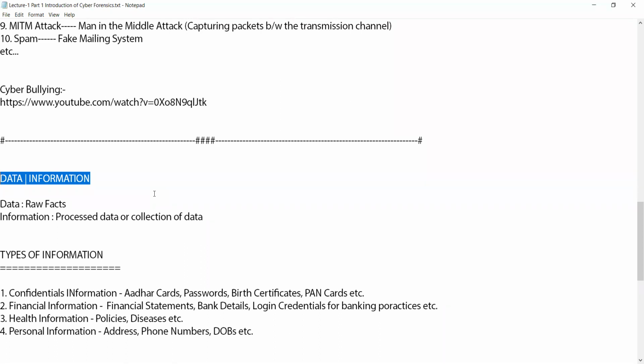The next type of information is the category of personal information. Personal information is the type of information which is shared by users very easily with anyone, like on social media platforms. They use social media platforms to share information like address, phone number, date of birth, name, and other details, also interests and non-interests, right?